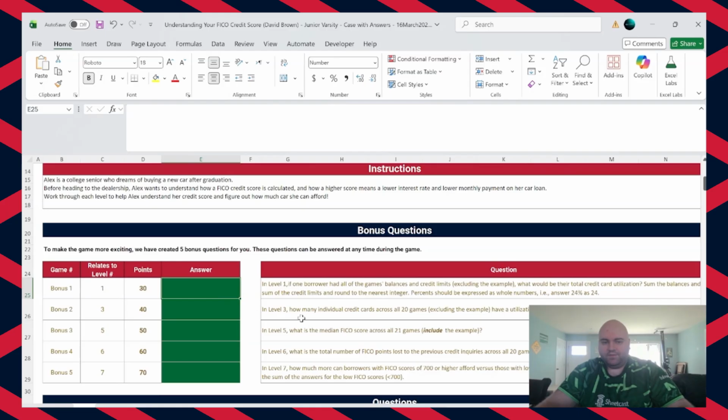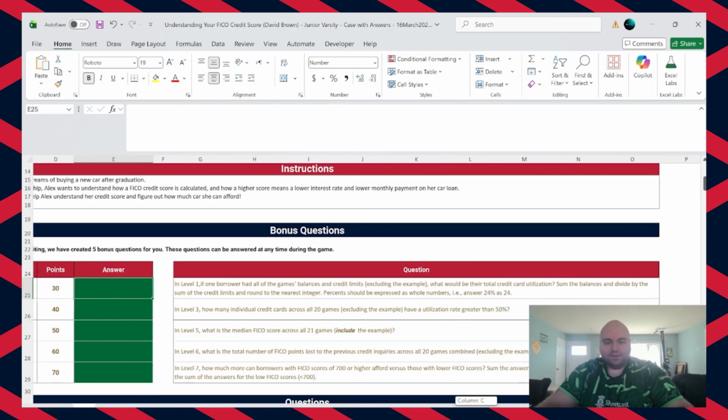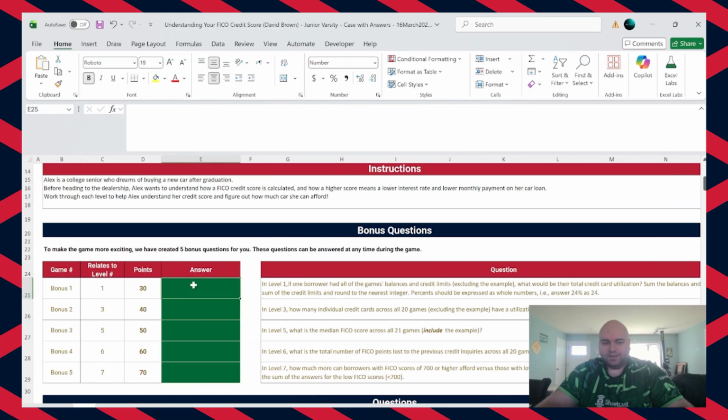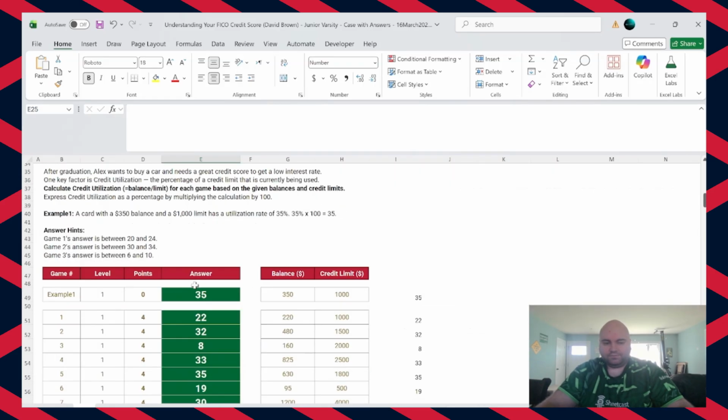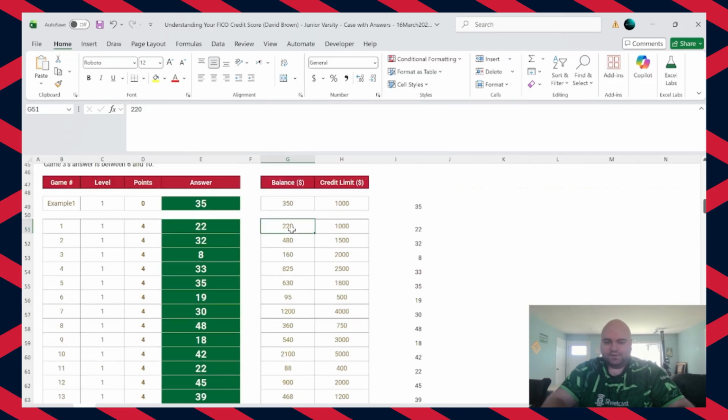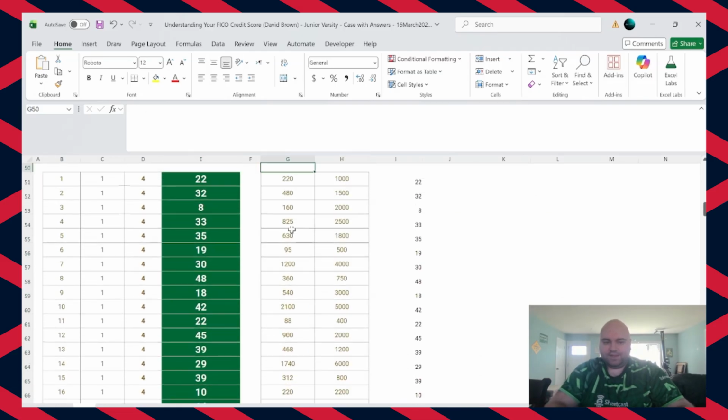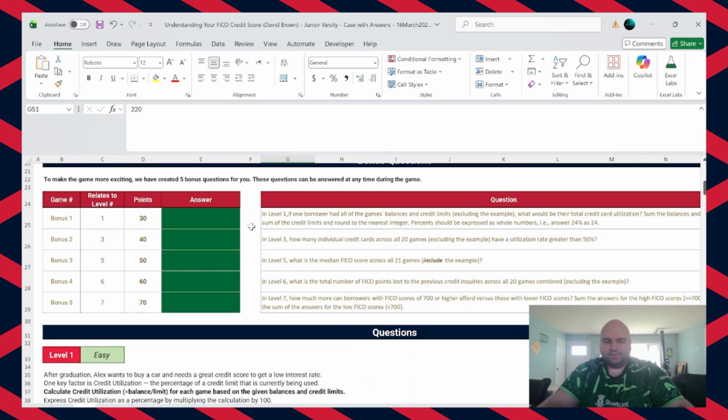In level 1, if one borrower had all the game's balances and credit limits, excluding the example, what would their total credit utilization be? Sum the balances and divide by the sum of the credit limits and round to the nearest integer. All right, so sum this divided by the sum of that and round to the integer. Seems easy.